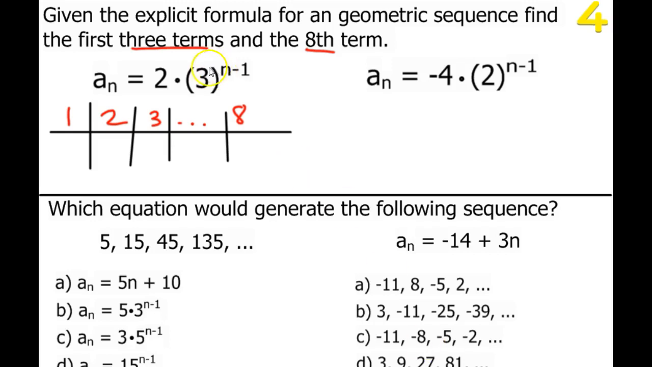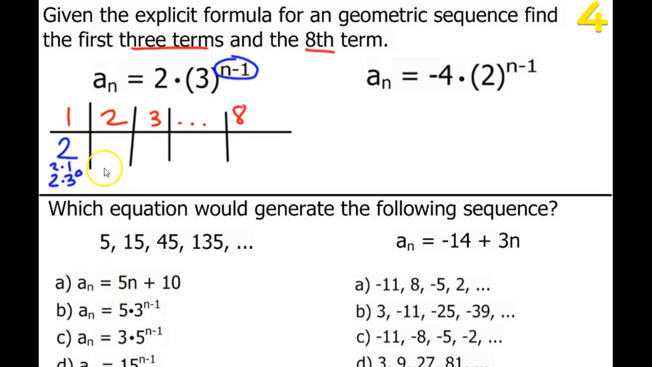So first I'm going to plug in 1. And notice this whole part here is the exponent. So 1 minus 1 is 0. So I have 2 times 3 to the power of 0. Well, anything to the power of 0 is 1. So I have 2 times 1, which is 2.